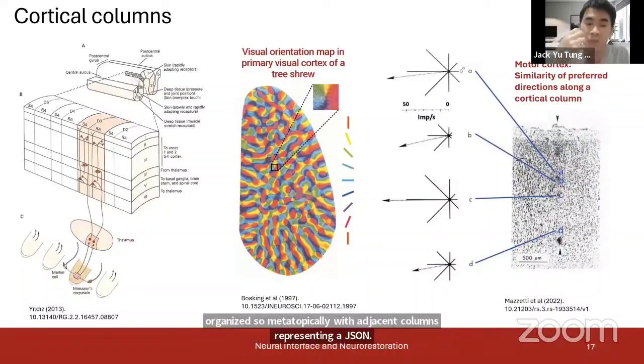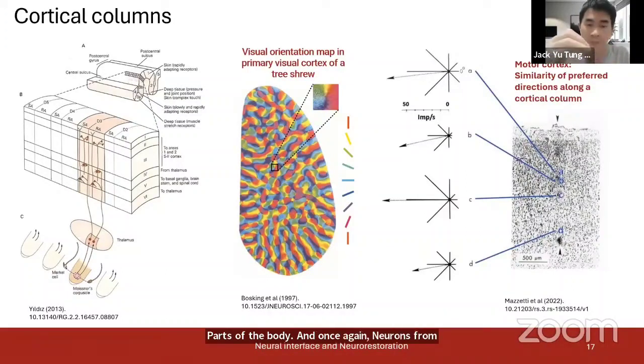And once again, neurons from different layers in the same vertical column basically share the same circuit, and they share similar tuning properties and somatotopic representation.